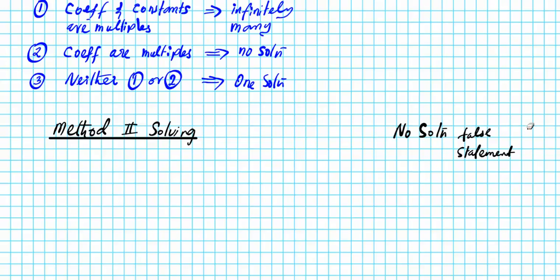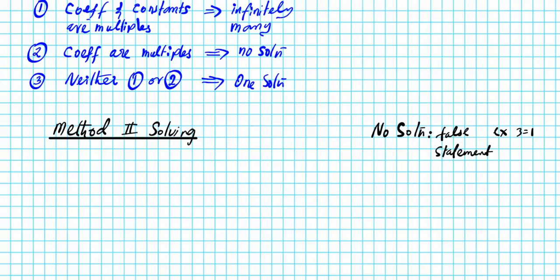And it's when you end up with something like 3 equals 1. Is that true? No, that's false. So if you have a false statement when solving a system, then there's no solution. All right, in cases like this, the variables cancel out, okay? You just end up with numbers.